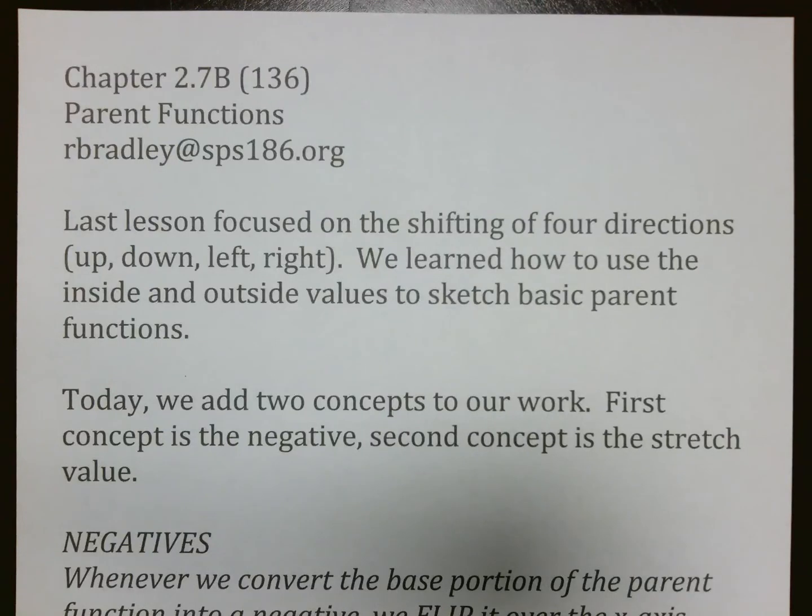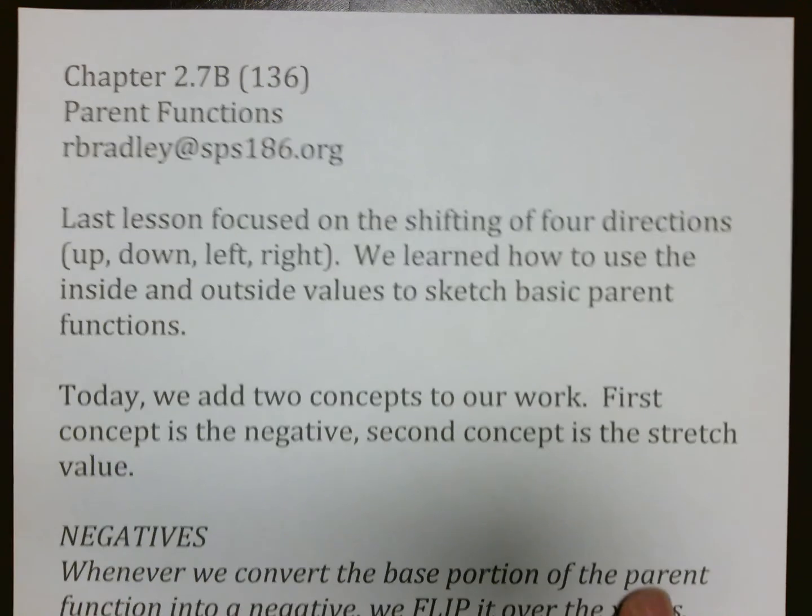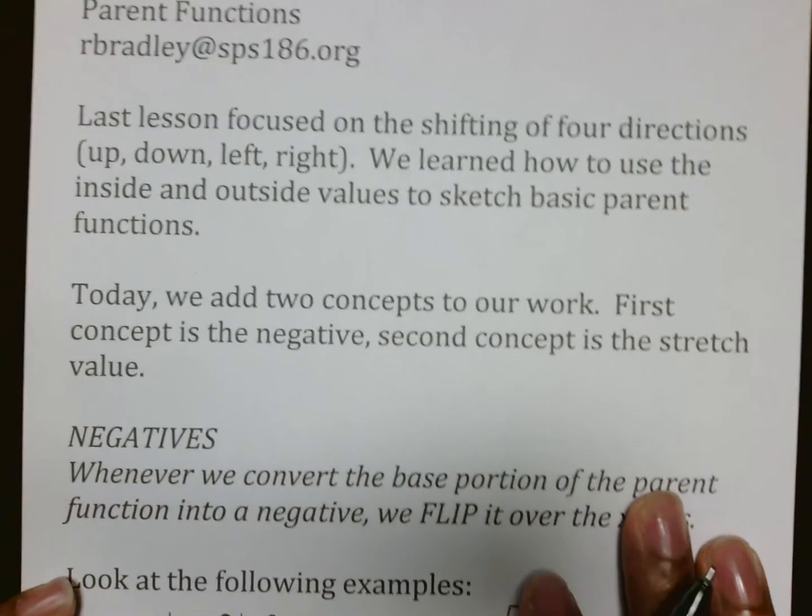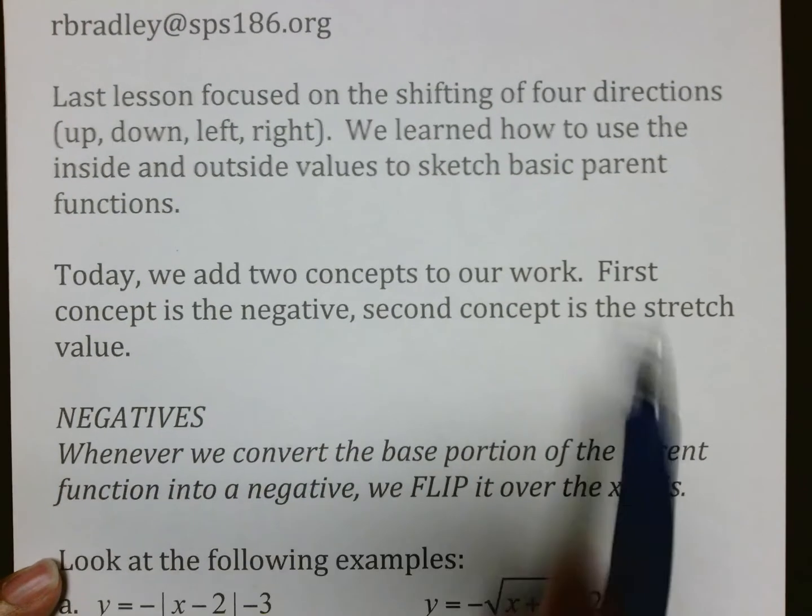Alright, 2.7b is the last part of parent functions. Our last lesson focused on shifting up, down, left, and right. We learned how to use the inside and outside values to pretty much sketch basic parent functions. Today what we're going to do is add two more concepts to our work.